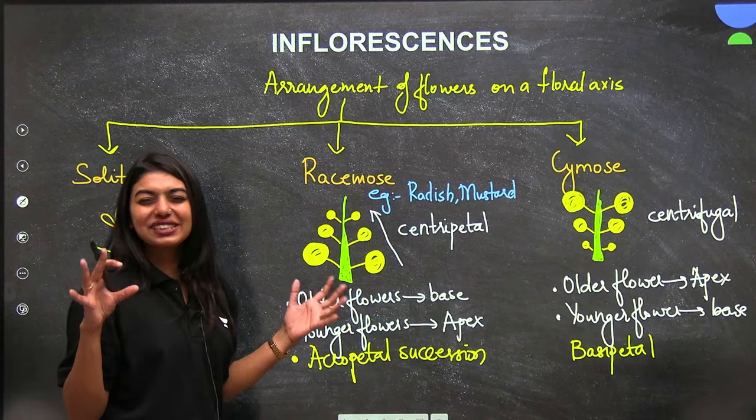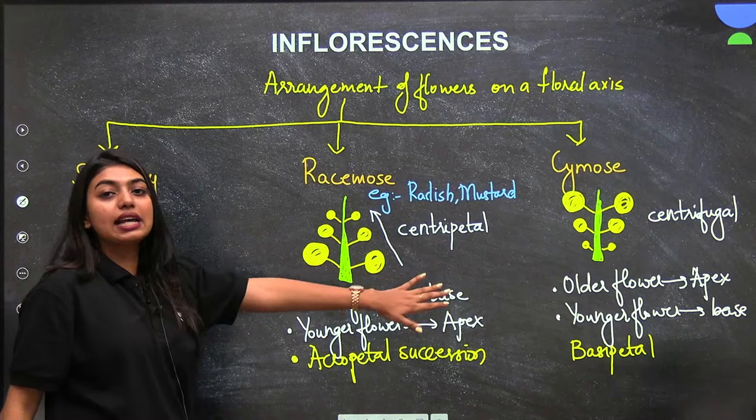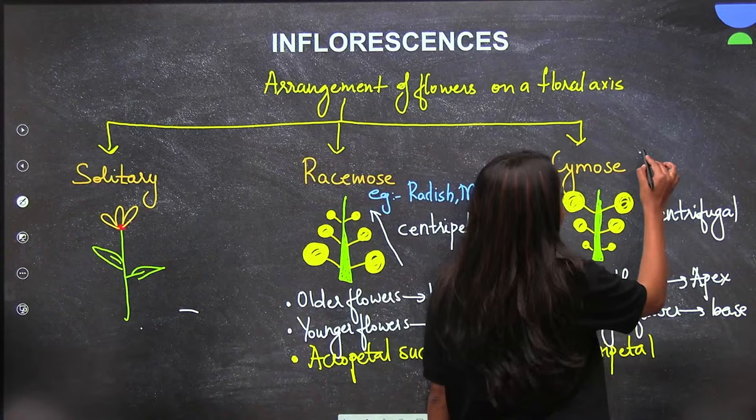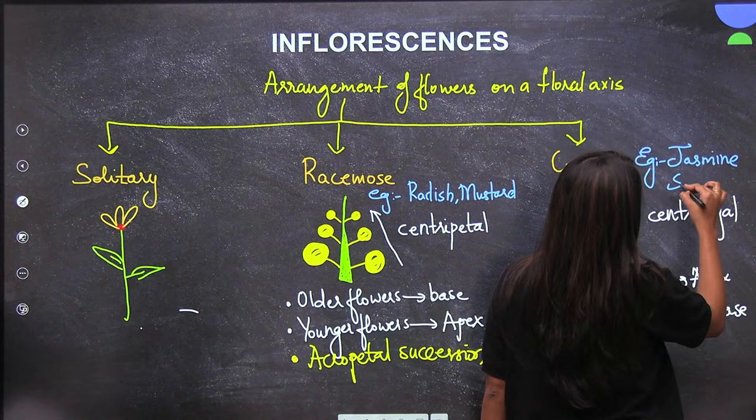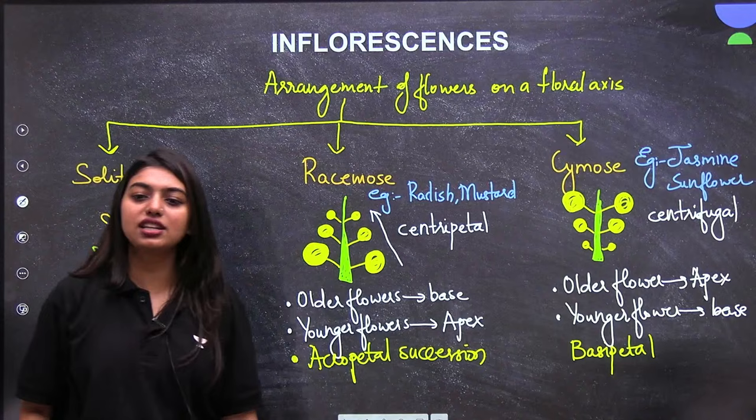So, students, here for an example, you can think about jasmine. Sunflower. Clear? Bougainvillea. Whatever is easier to remember, remember.